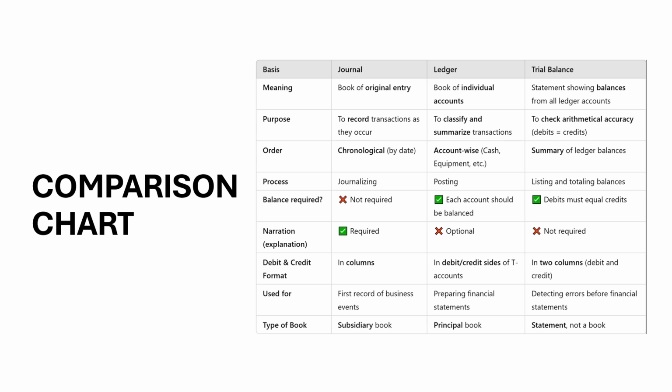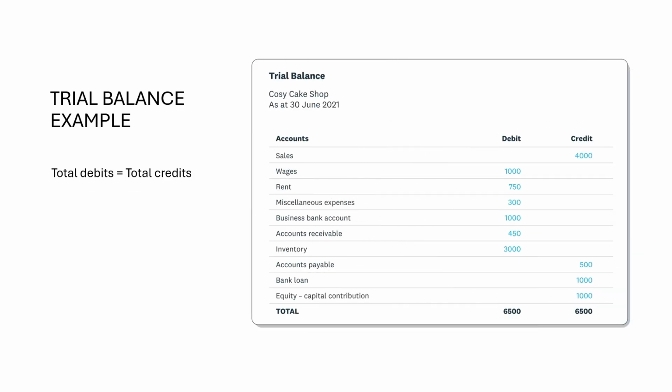In terms of balancing, a journal does not need to balance. Total debits and credits are unchecked here, but a ledger account must be balanced to determine the account total. When it comes to the trial balance, debits must equal credits. That is, total debits equal total credits. This is a standard structure of a trial balance, showing a list of accounts, their numbers, and debit and credit totals are balanced.